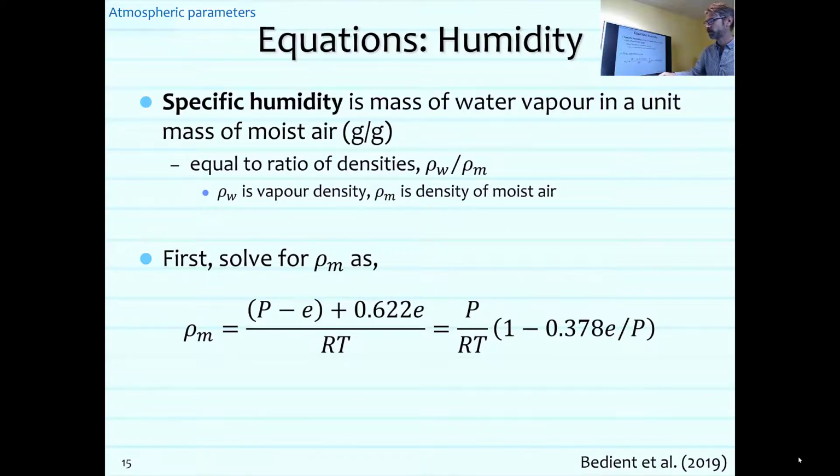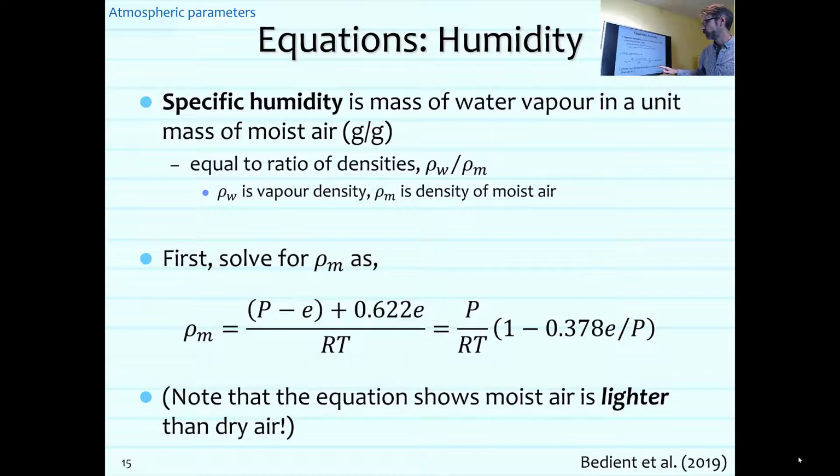So the density of the moist air is equal to the pressure over the gas constant times the temperature, times 1 minus, and then these components here. And if you think carefully about what this means, it's actually quite interesting. Remember, this is the vapor pressure, this is dry air. What it shows you is that moist air, because of the minus sign, is actually lighter than dry air. That makes sense, because the molecular weight of air is higher than the molecular weight of water, right? 29 versus 18.